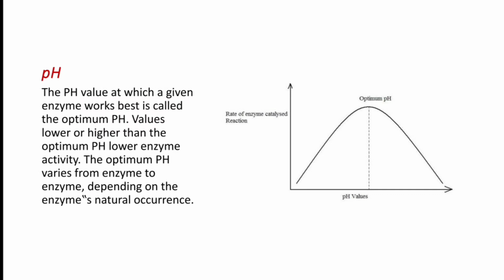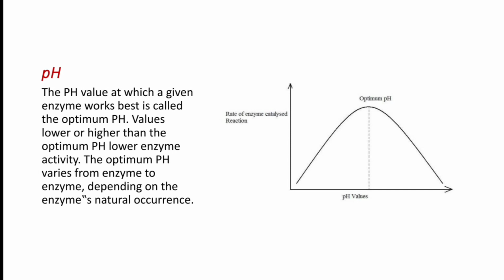So if it is an acidic value, then we're going to have numbers less than 7. If it is an alkaline value, we're going to have numbers more than 7. And if an enzyme's natural occurrence is in an acidic environment, then the optimum pH will be values that are for acidic. So let's say 4.